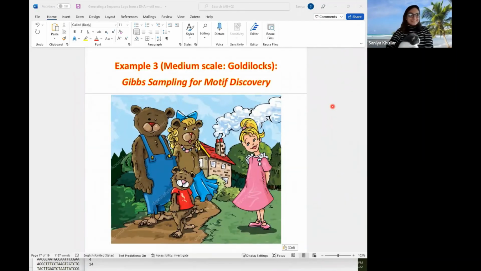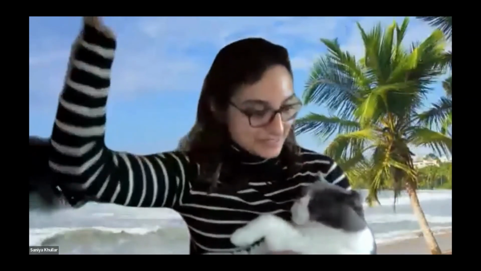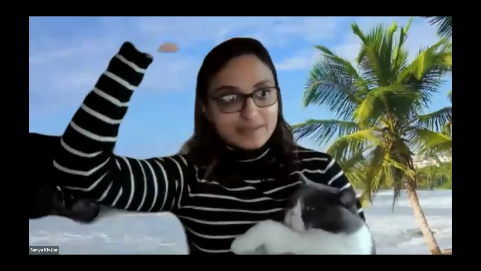The key idea in Goldilocks is that sometimes it's better to have the middle, not always an extreme, like not always too many sequences or too few sequences, but let's have a middle. We looked at 4 before, then we looked at 50. But now for Gibbs, let's make it the middle.